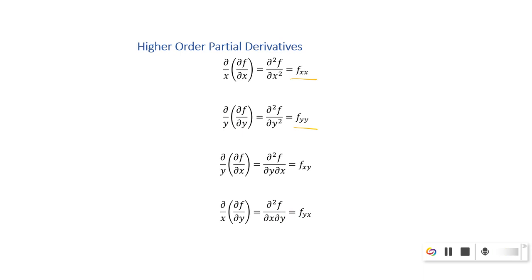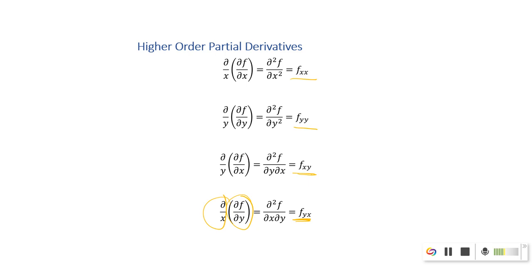The second two I have on the screen, this f sub xy, what that notation means, because the x is first, is you take the derivative with respect to x first, you get an answer, and then you take the derivative of that with respect to y. And we would write that as d squared f dy dx. And then for the last one, when you see the f sub yx, that means you take the derivative with respect to y first, and then find the derivative of that with respect to x.